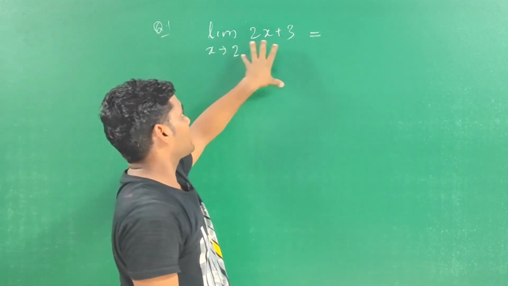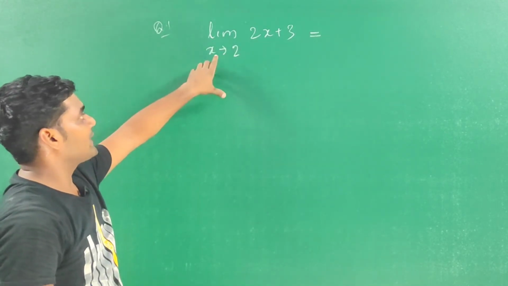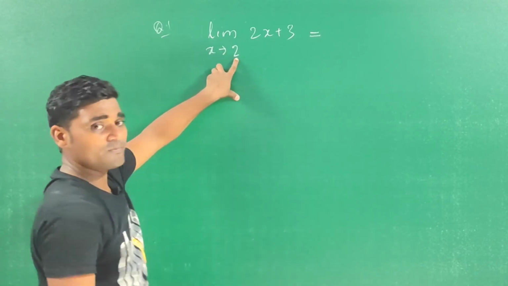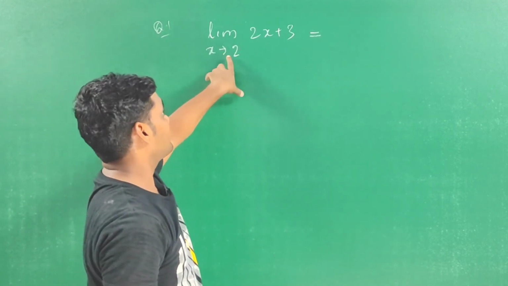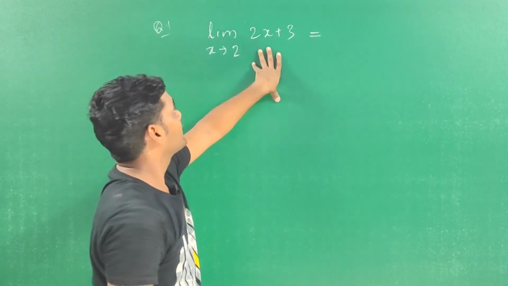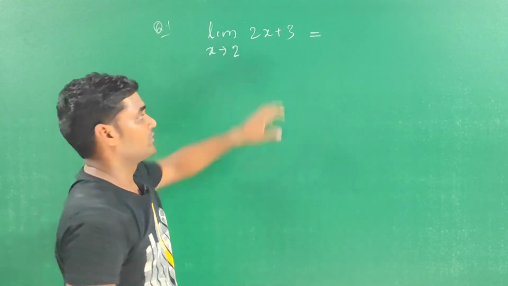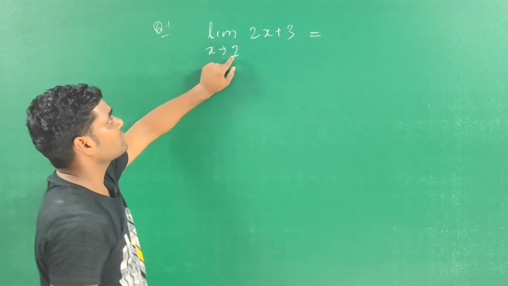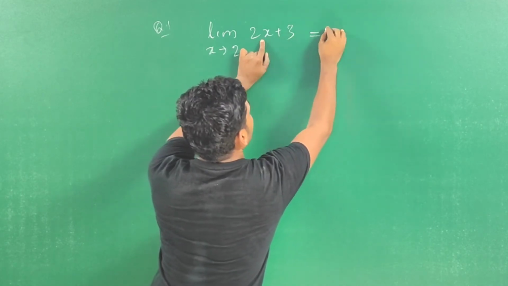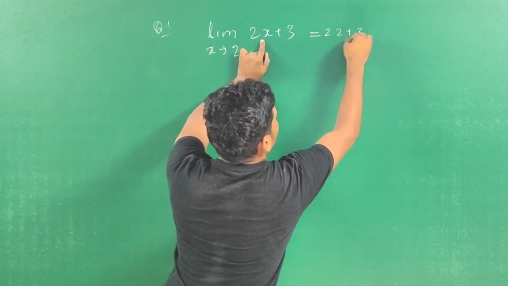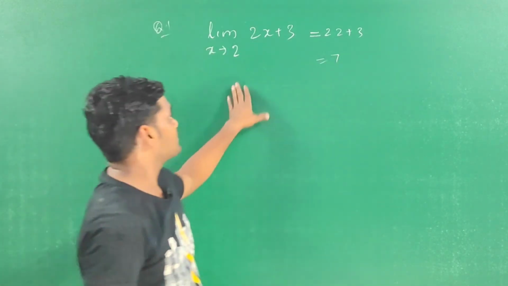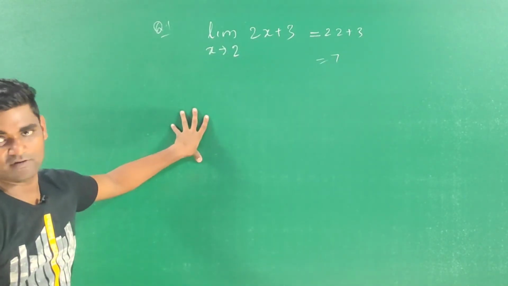For calculating the limiting value, we have to put in the value, because x approaching 2 means the value of this function is about to reach this functional value, right? In this case we can easily put x equals 2. What will be the value? The value will be 2 into 2 plus 3, which equals 7. So we can easily see that this is the limit of this function.